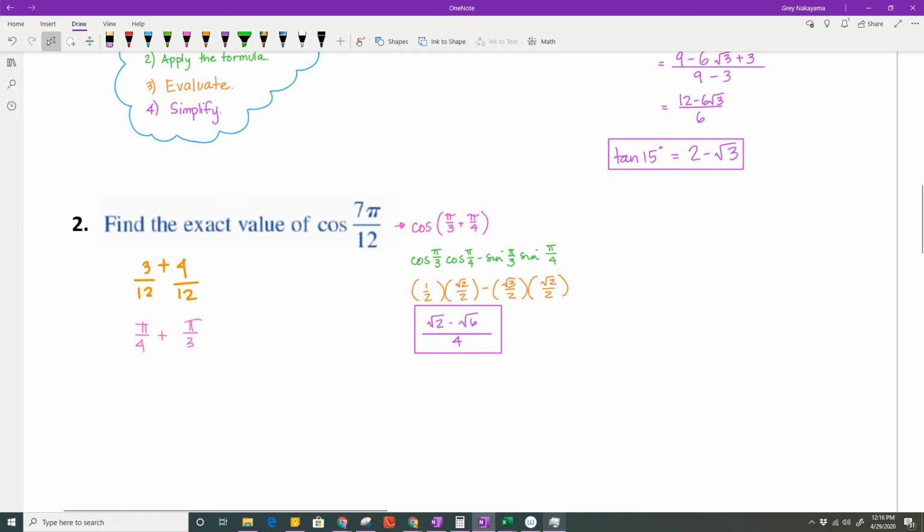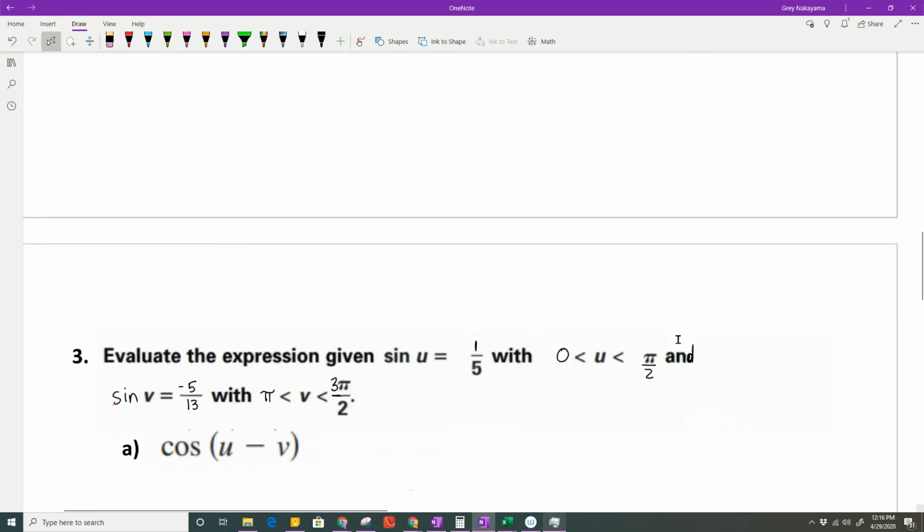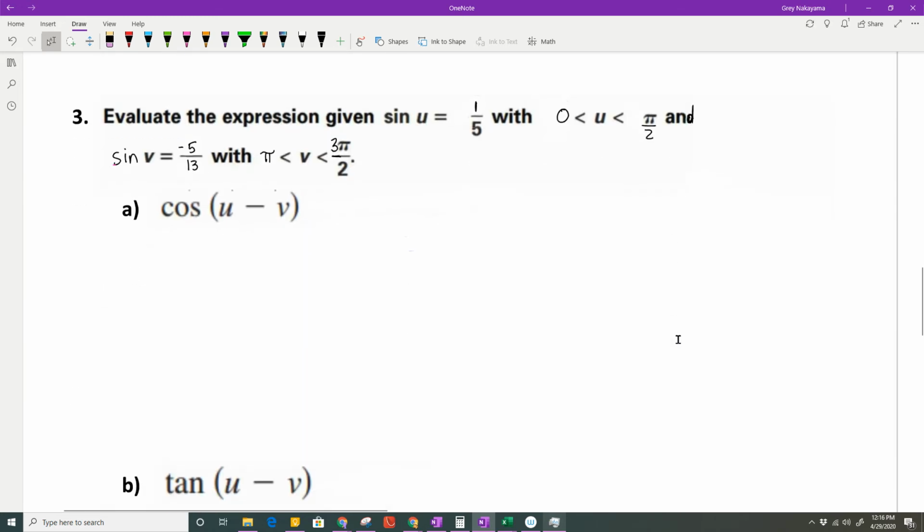All right, a different type of problem that can come with this. Evaluate the expression, given the sine of u is 1/5 with u being between 0 and pi over 2, and the sine of v being negative 5 over 13 with v being between pi and 3 pi over 2. So there are no numbers to begin with.